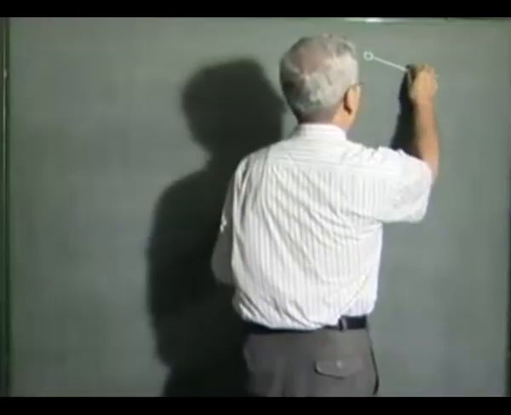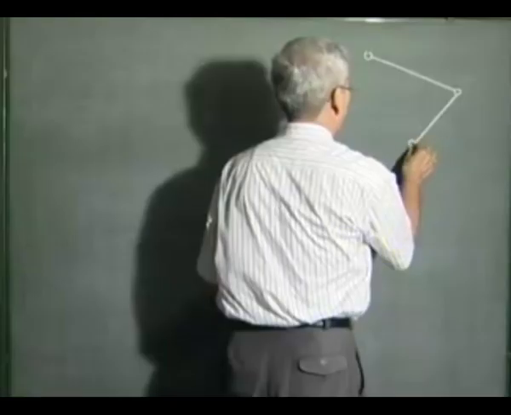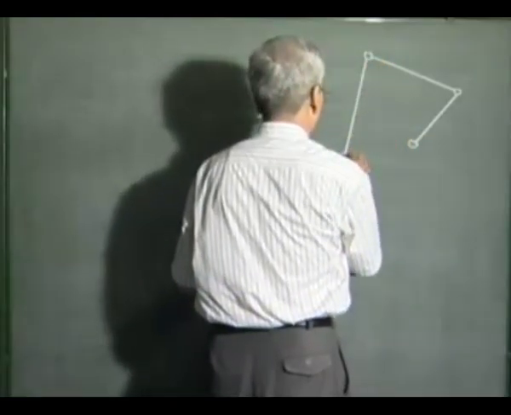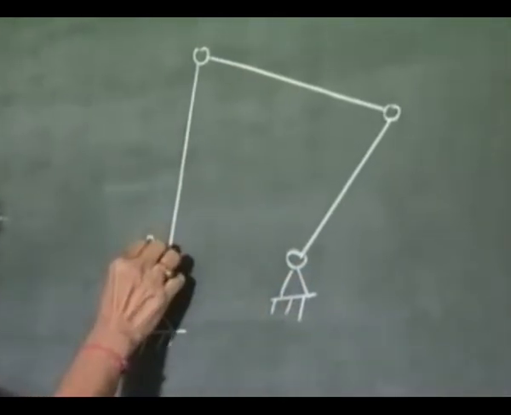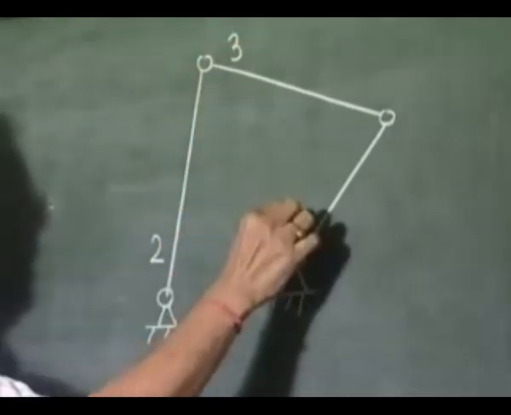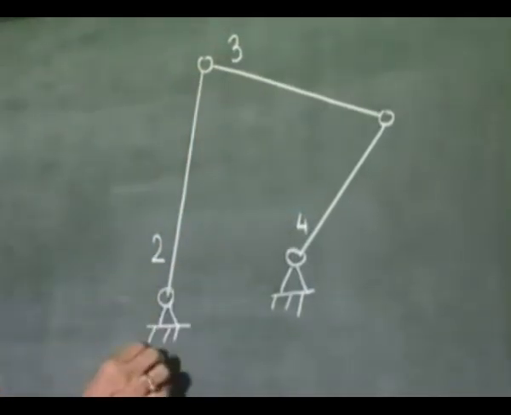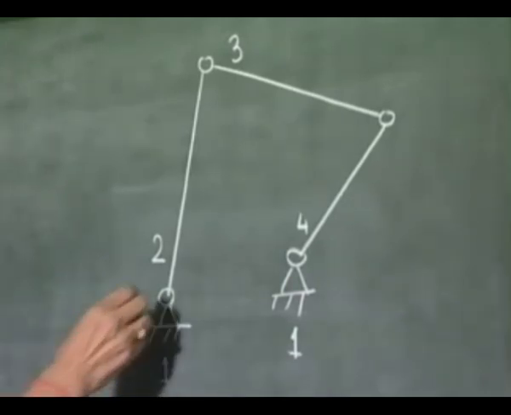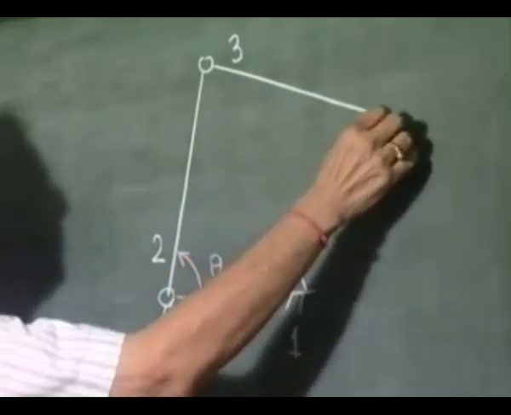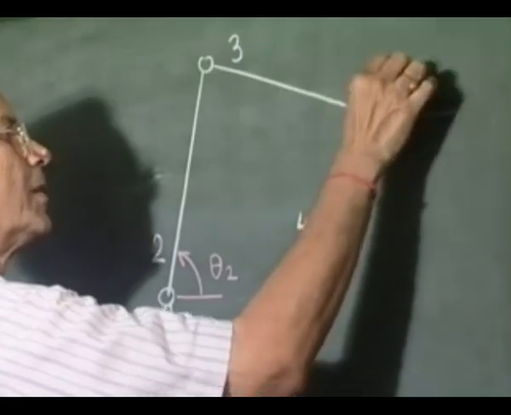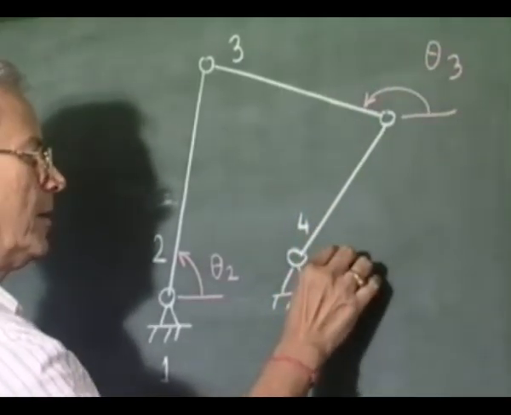Now, let us explain the procedure with the help of an example of a 4-link mechanism. Let our mechanism be this. This is the moving link 2, this is the moving link 3, and this is the moving link 4, and the fixed link we always call 1, as you know. At this particular instant, the angles made are theta 2, theta 3, and theta 4.